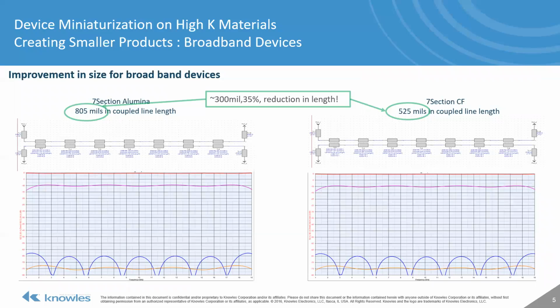In order to create ultra-wideband devices, such as couplers or Wilkinson power dividers, typically multiple sections are needed in order to achieve those bandwidth ratios. Take, for example, a requirement of a 10 dB, 2 to 18 gigahertz coupler that needs 7 sections in order to achieve the desired coupling ripple.